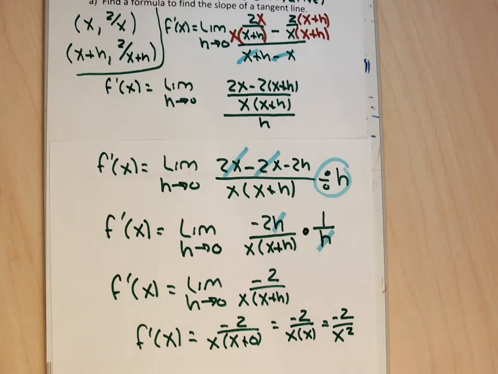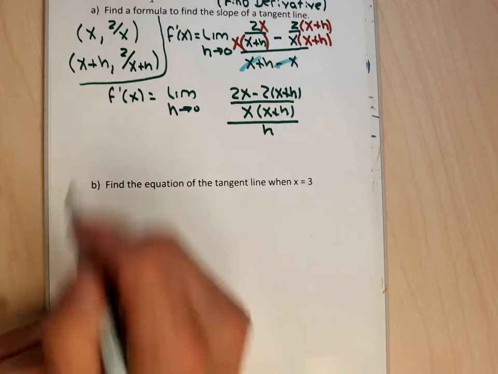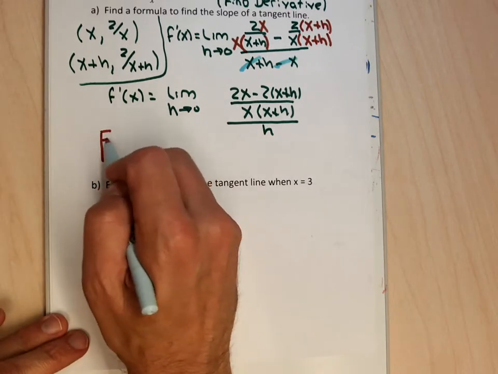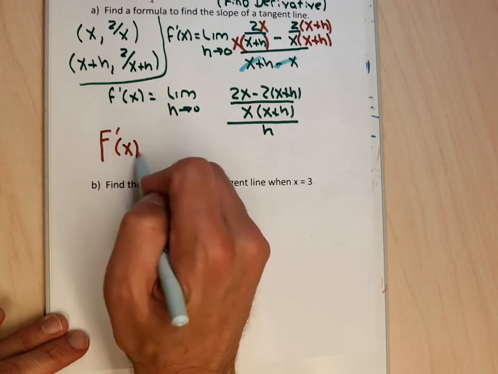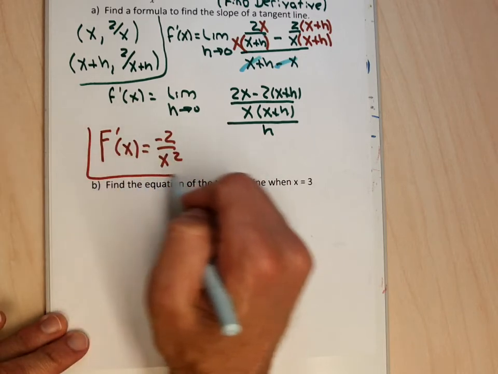That's the formula for the slope of a tangent line. F prime of x, the derivative, gives me the slope of the tangent line. And let me write it here. I'll write it in my Christmas colors because it's actually Christmas Eve morning. So this is f prime of x is negative 2 over x squared.